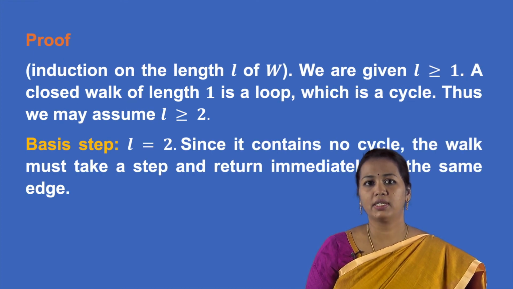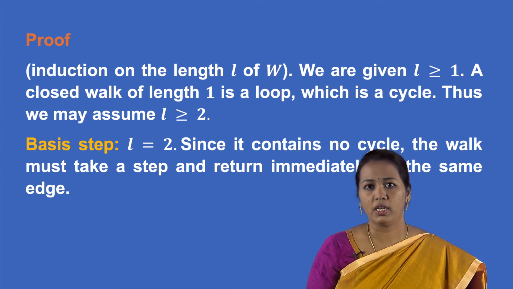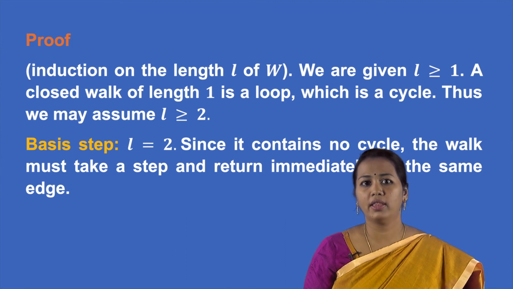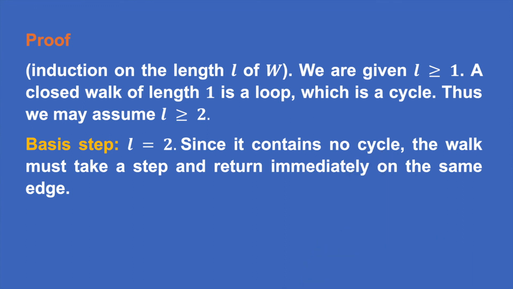The proof is given by induction on the length L of W. We are given L greater than or equal to 1. A closed walk of length 1 is a loop, which is a cycle. Thus, we may assume that L is greater than or equal to 2. The basis step is L equal to 2. Since it contains no cycle, the walk must take a step and return immediately on the same edge.